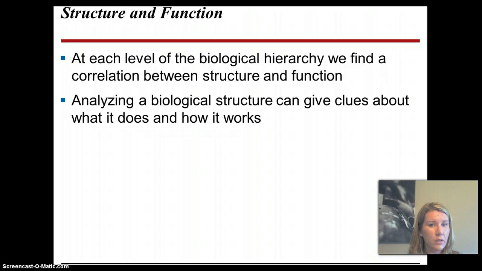If you want to run, you're going to need legs, okay? If you have a fin, you can't run. You can swim really fast, but there is structure and function. So analyzing a biological structure can give clues about what it does and how it works. Think of Occam's razor here. The simplest solution is usually the correct one.